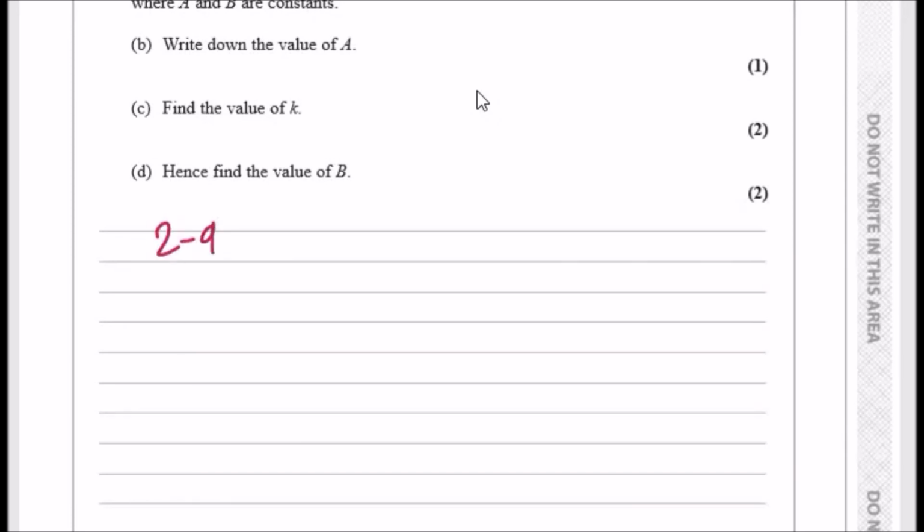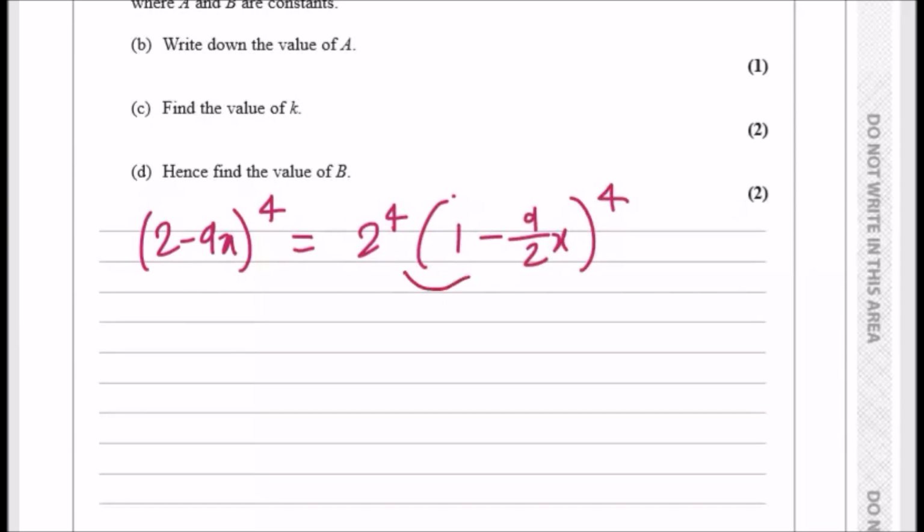So 2 minus 9x to the power 4. The tip is to rewrite this in terms of 1 plus ax, so to get the 1 here. Now to do this, we need to factorize 2 out. So we're going to rewrite this as 2 to the power 4, times, when you factorize 2 out, 1 minus 9 over 2x, all to the power 4. Now this, my friends, is what we're actually going to expand.